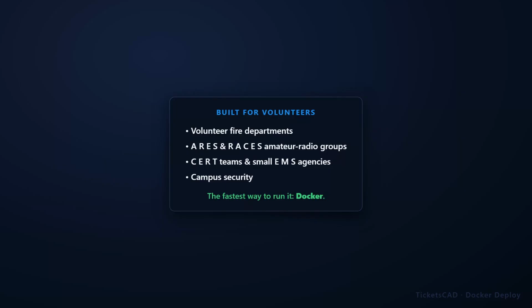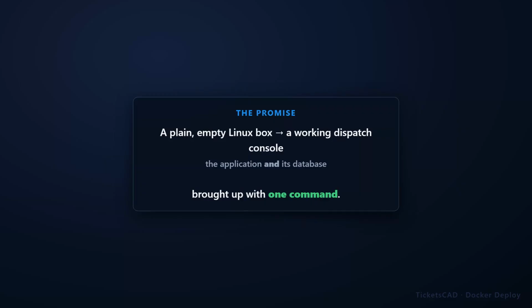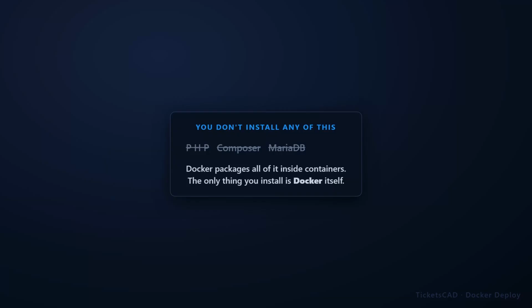In this guide, I will show you the single fastest way to get it running on your own server, using Docker. Here is the promise. In about 10 minutes, we will go from a plain empty Linux box to a fully working dispatch console, the web application and its database running side by side, brought up with a single command. You will not install PHP, you will not install Composer, and you will not install MariaDB. Docker packages every one of those pieces inside containers, so the only thing you set up on the host is Docker itself. Let us build it.